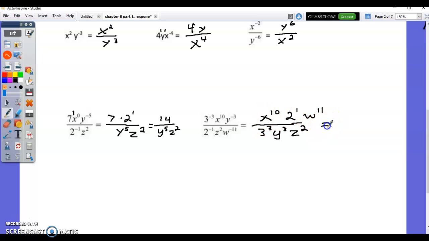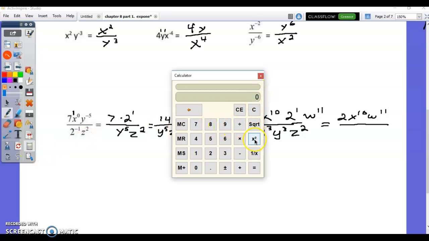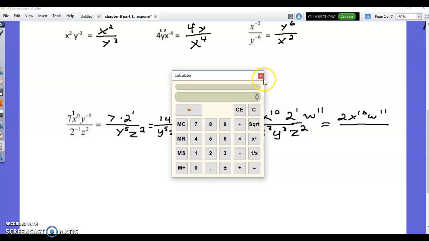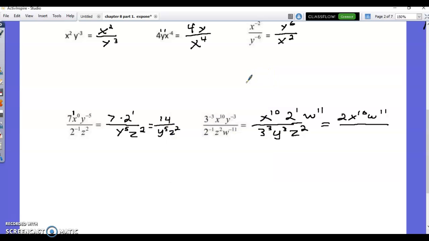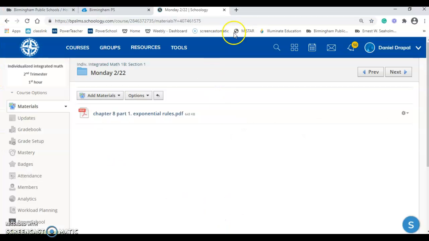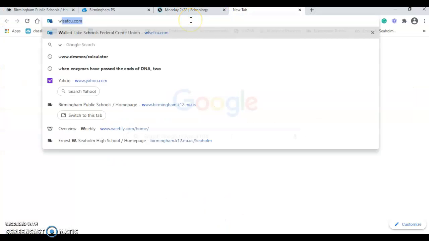When we rewrite these, what you'll notice is they'll put the whole numbers out front, and sometimes if it's a small enough exponent, they will actually change that to a number. So the top I would rewrite as 2, x to the 10th, w to the 11th, and on the bottom I would do 3 to the third. So if I look at this, we just have these squared, but this basic calculator doesn't have the exponent, so I'm going to bring up the decimals calculator. So I'll go ahead and do that.